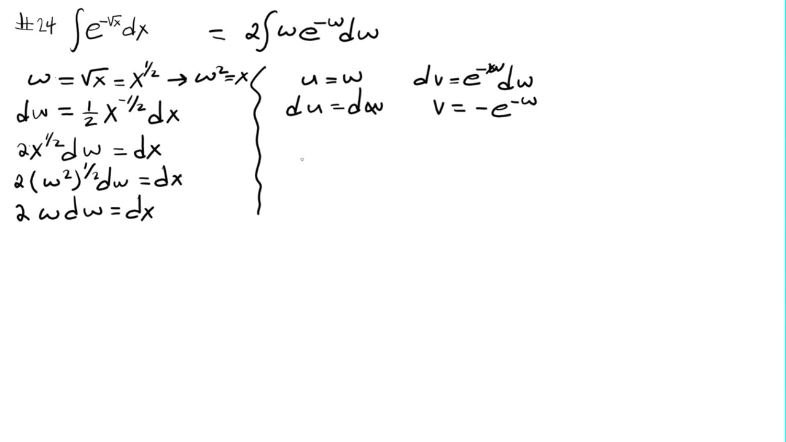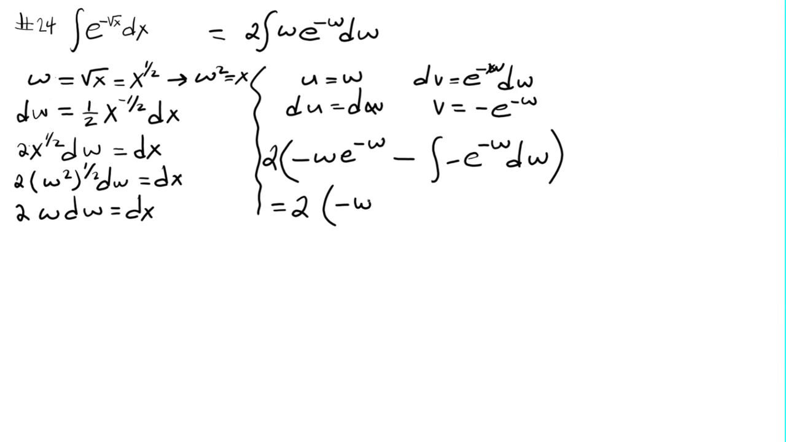So u times v is going to be negative w e to the negative w minus the antiderivative. Now remember, this is all being multiplied by 2, so we have to put that out there. Times the antiderivative of v du, so negative e to the negative w dw. Again, that's all being multiplied by 2, so I'm going to leave the 2 in front. We'll deal with that at the end. Minus w e to the minus w, and then minus minus becomes plus. The antiderivative of e to the minus w is again minus e to the minus w, plus c.